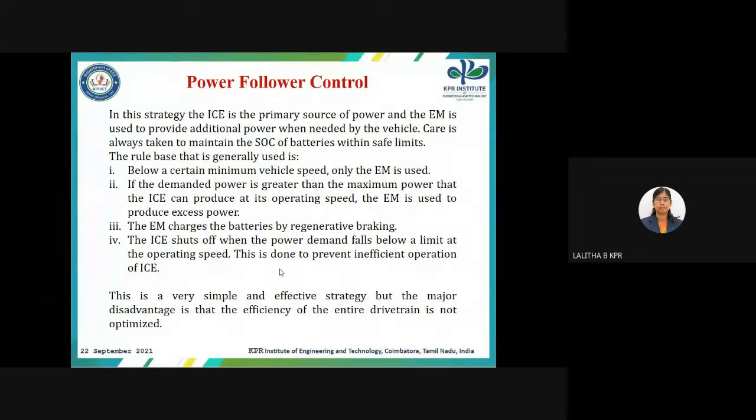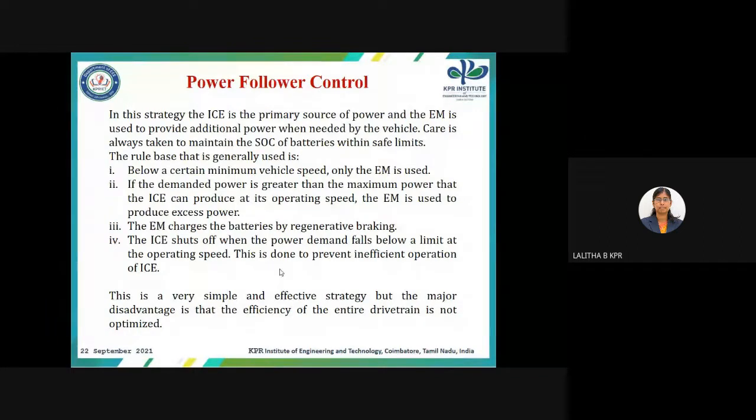The first one is, below a certain vehicle speed, only the electric motor is used. The second one, if the demanded power is greater than the maximum power the IC engine can produce at its operating speed, the electric motor is used to produce the excess power. The third operating mode is that the electric motor charges the battery by regenerative braking. That is, when the brake is applied, the wheel kinetic energy is converted into electrical energy and stored in the battery. And the fourth operating mode is that the IC engine shuts off when the power demand falls below a limit at the operating speed. This is done to prevent inefficient operation of the IC engine.